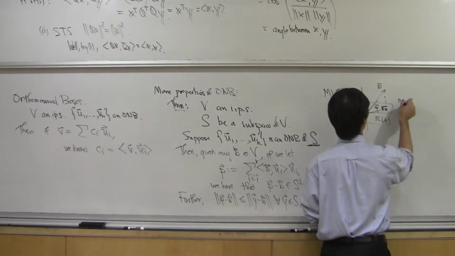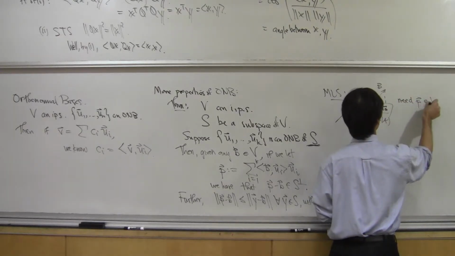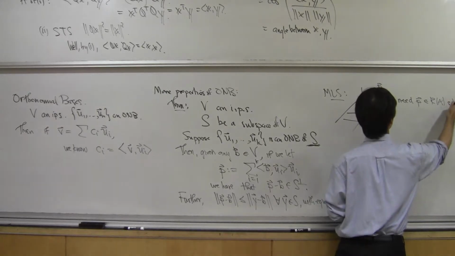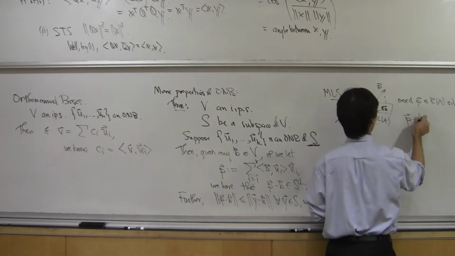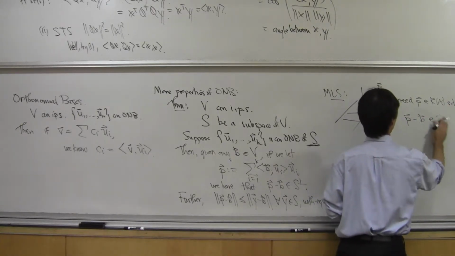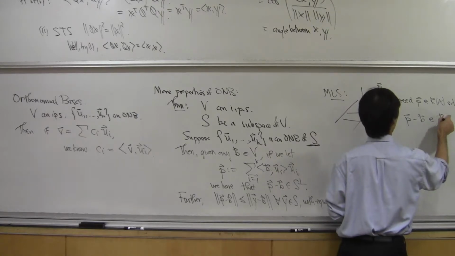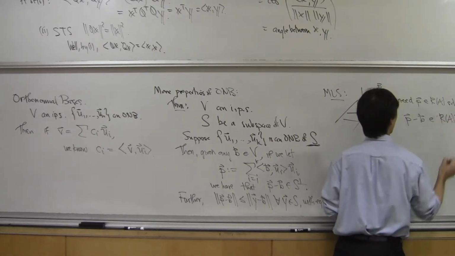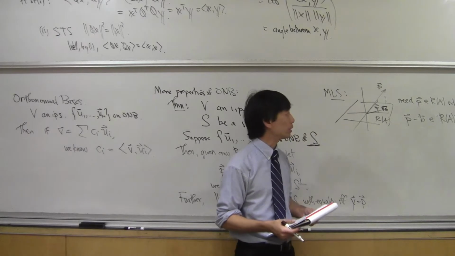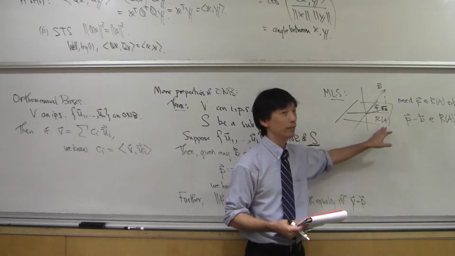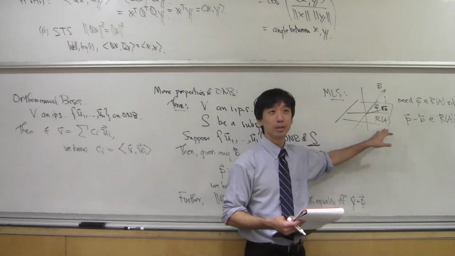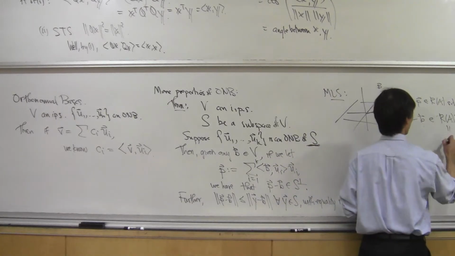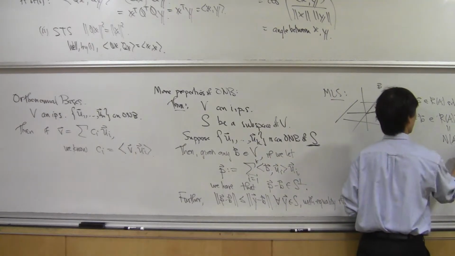It turned out that you needed p in the range of A such that p minus b was perpendicular, in the orthogonal complement of the range of A, which, by the fundamental subspaces theorem, was the same thing as the null space of A transpose.